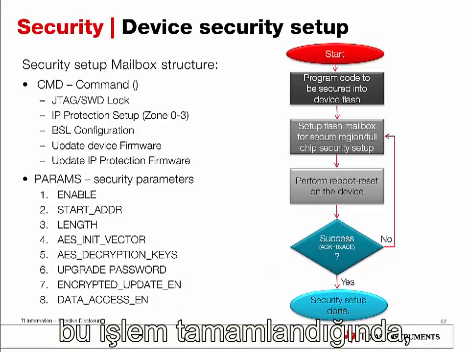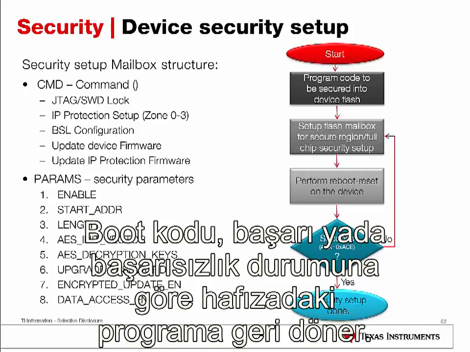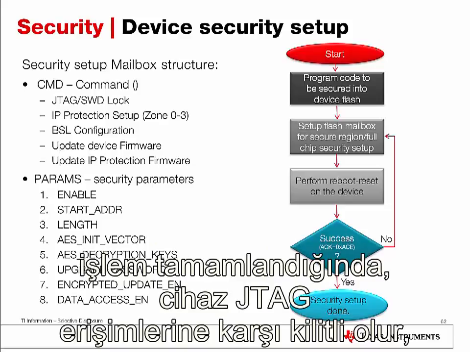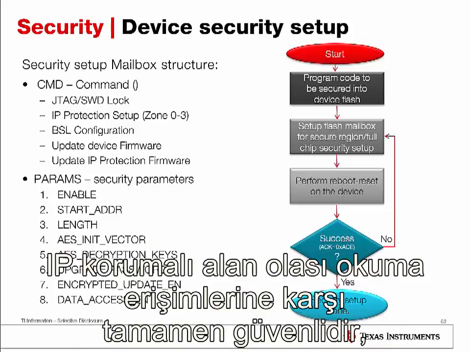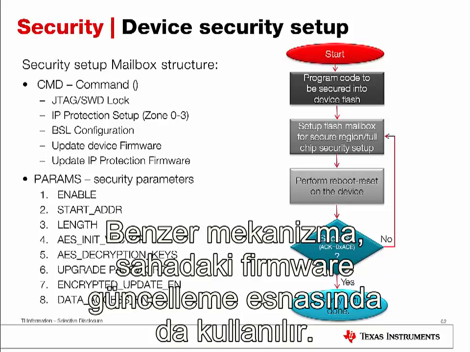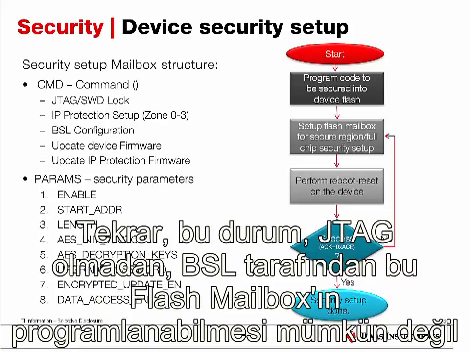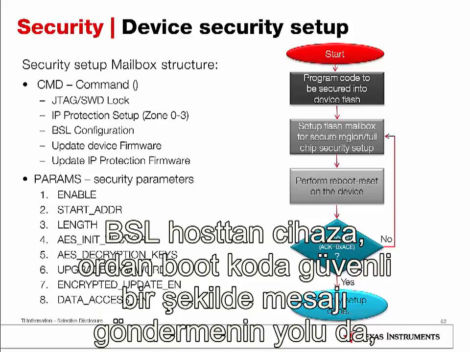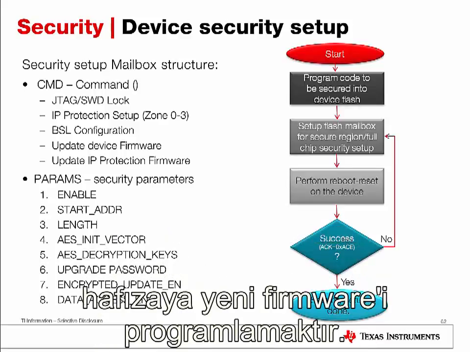Once this operation is completed, the boot code will program back into the memory with the status of the operation, whether success or failure. And once that is done, the device is now locked away from JTAG access, the IP protection zone is completely protected from further read access, or the BSL is configured to the way the customer prefers. The same mechanism can also be used for updating the firmware in the field. Again, in this case, since JTAG is no longer possible, this flash mailbox can still be programmed by the BSL as a way to transfer secured messages from the BSL host to the device to the boot code to program the new firmware into the memory.